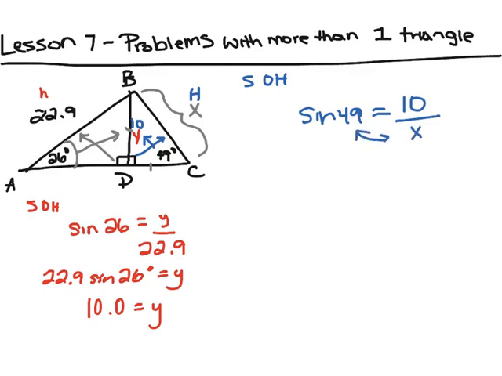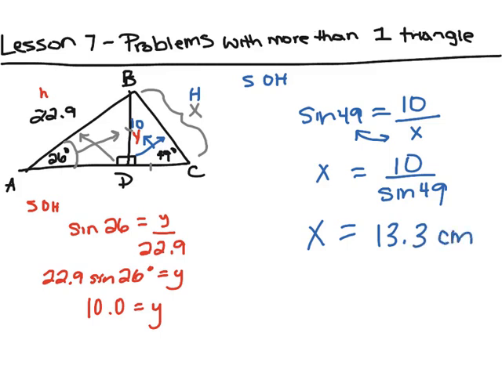X is the one on the bottom, so we're going to flip them around. So 10 divided by sine of 49. Type that into your calculator, and you should get 13.3 centimeters. So BC is 13.3 centimeters.